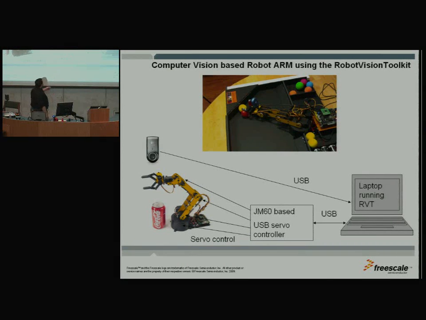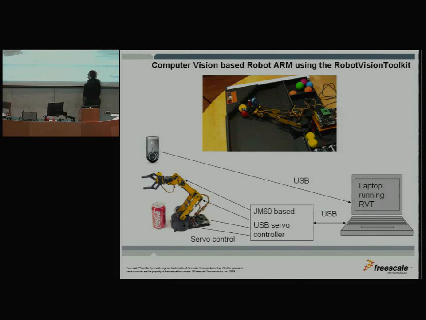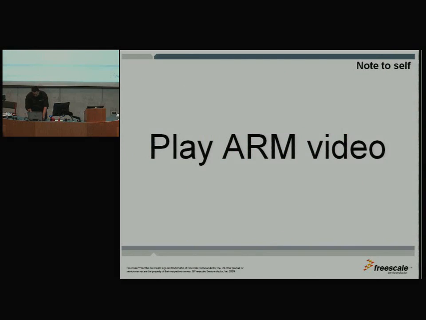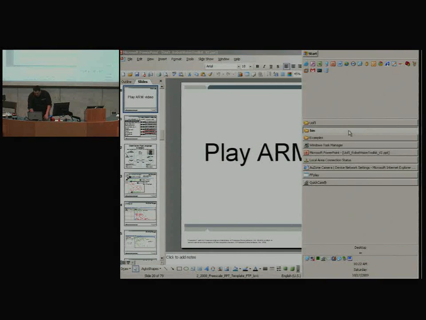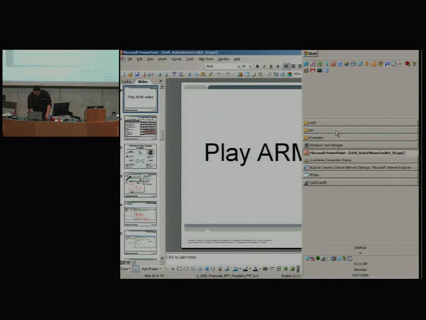And this is, again, RobotVisionToolkit running on a laptop that I got connected. There's a little USB servo controller here, and it's controlling this robot arm, which in this case happens to be a Lynx Motion robot arm. So let's go ahead and play that. I hope you guys don't mind videos. Normally I do these examples real time, but wasn't sure.